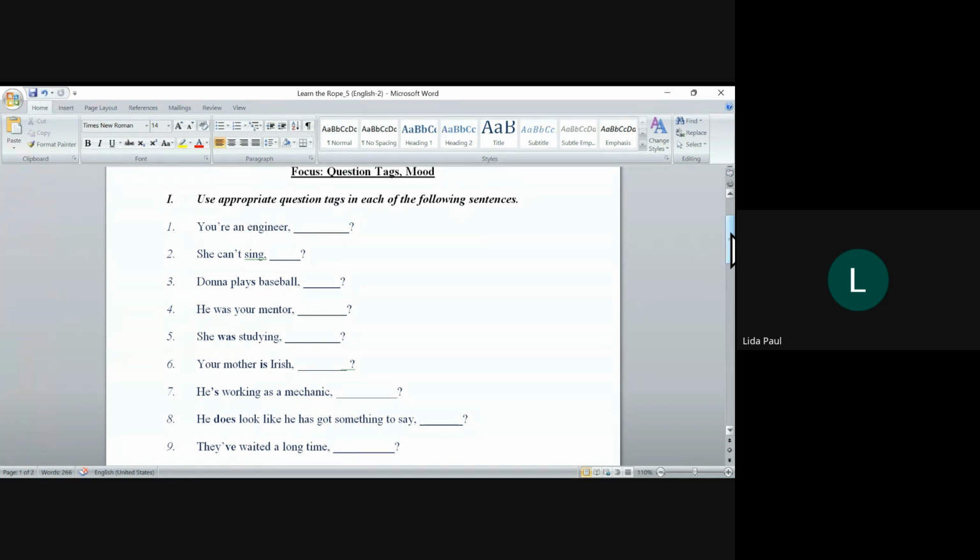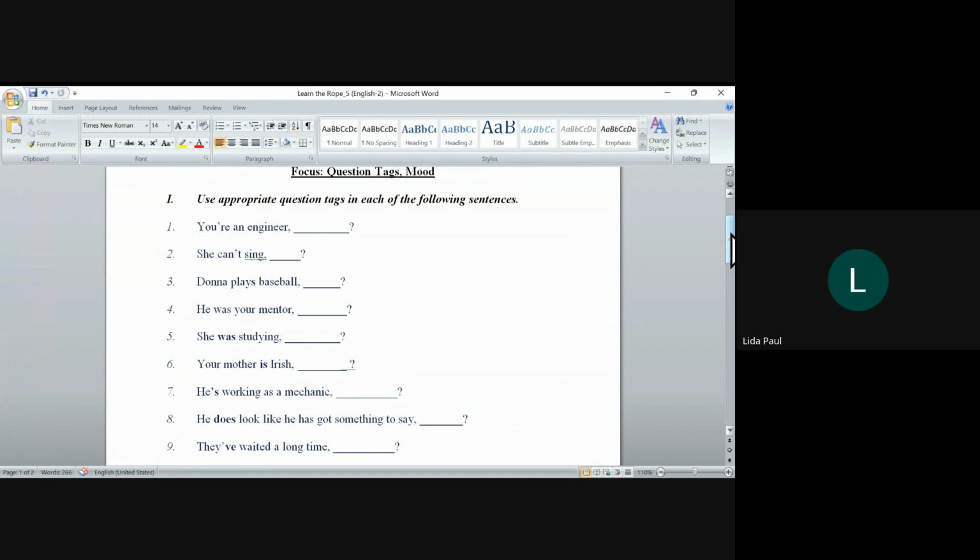He was your mentor, wasn't he? Fifth one, she was studying. Wasn't she? Same thing, right? You have the auxiliary, you do not have to do anything. Just take it and invert it. Wasn't she? Your mother is Irish, isn't she? Right? Again, the verb is, so the auxiliary you can take as it is.